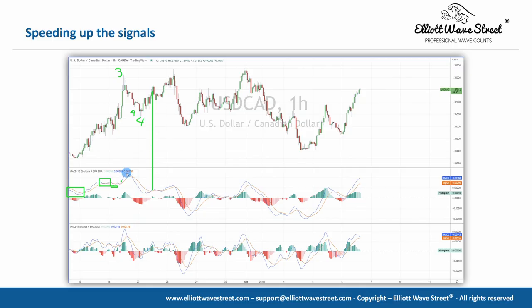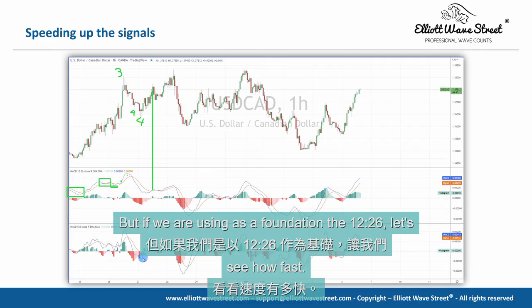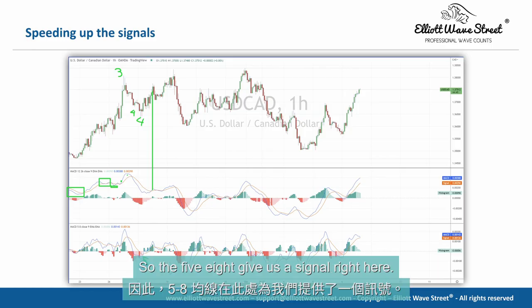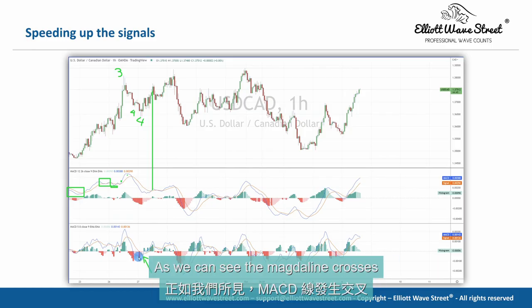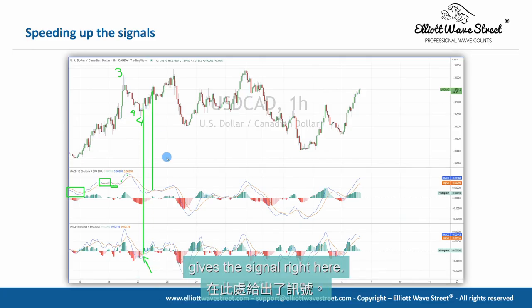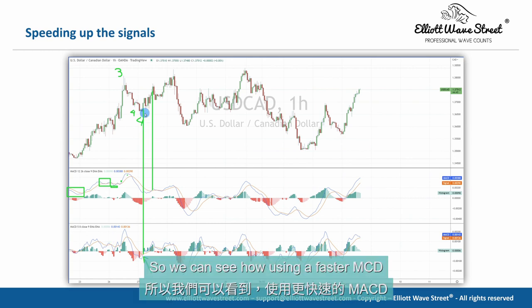But if we are using the 12.26 as a foundation, let's see how fast the 5.8 gives us the signal. So the 5.8 gives us the signal right here. As we can see, the MACD line crosses under the zero line, not too far, rejects and gives the signal right here. So we can see how using a faster MACD, we can have a faster signal.